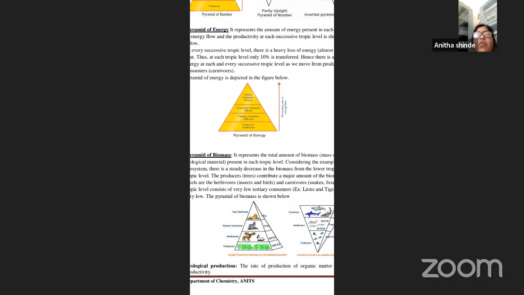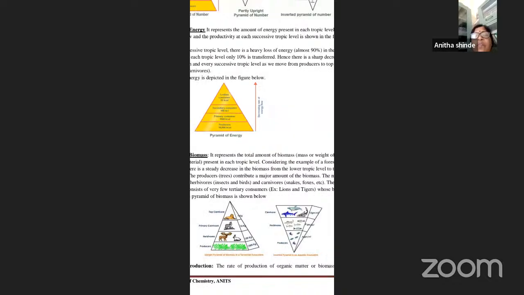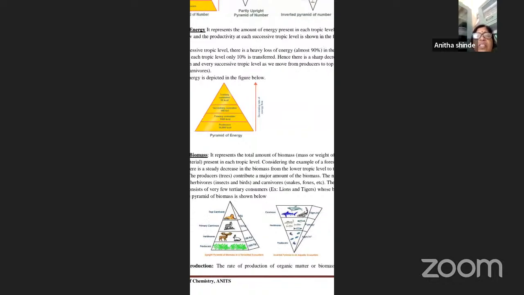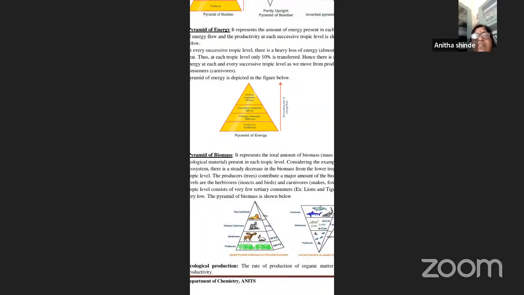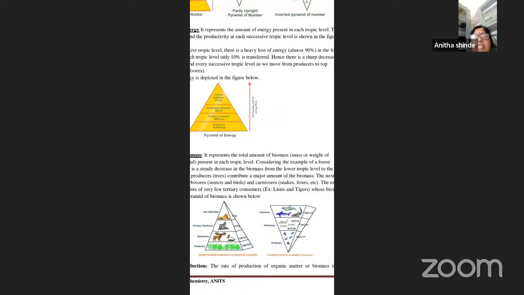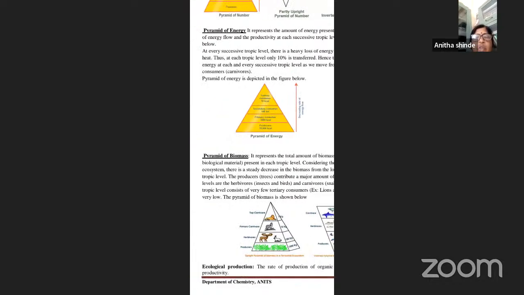The next trophic level is what? First is the forest. So here there is a steady decrease in the biomass from the lower trophic level to the higher trophic level. Producers are the trees. They contribute a major amount. Then the next is the herbivores, that is the insects and the birds. And then you have the carnivores, that is the snakes and foxes. And the topmost trophic level, the tertiary consumers like lions as well as the tigers, whose biomass is very, very low. So the pyramid of biomass is shown like this.